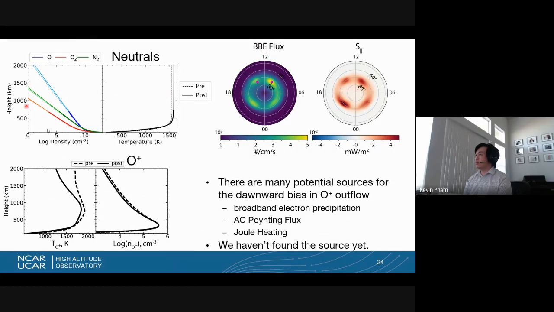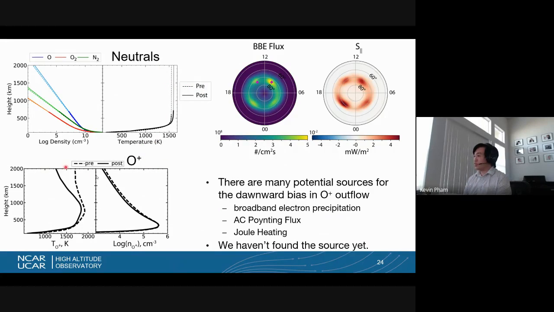If you take a look at the neutral quantities, O, O2, and N2, the neutral densities on the left as a log density from 0 to 10, you can see that there's very little difference between the pre-noon and post-noon, although the pre-noon has a little bit less neutral density. So this can't be the cause of our increase in O plus flux. Similarly, for the neutral temperature, you do see that the pre-noon neutral temperature is less than the post-noon neutral temperature. So this is most likely not the cause either.